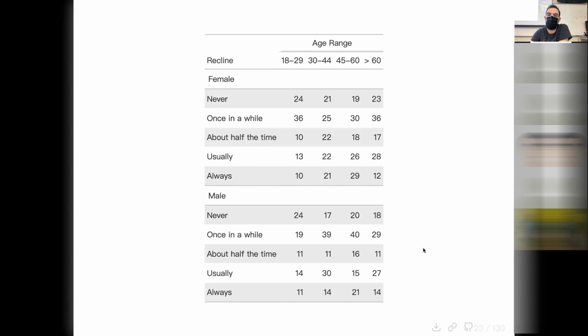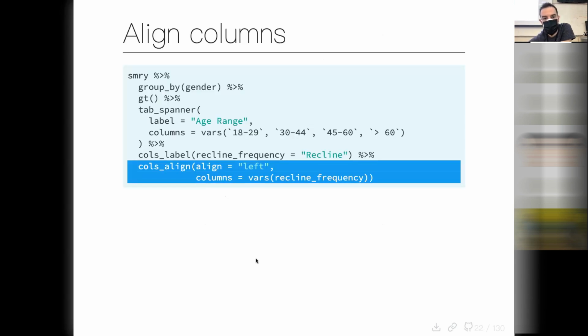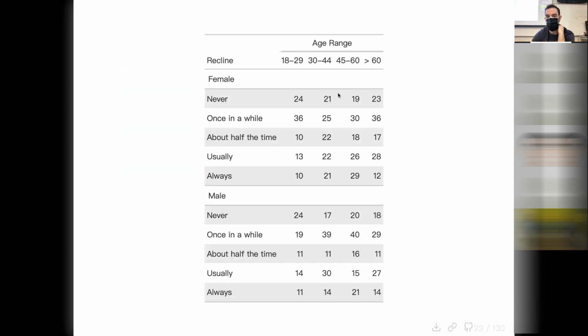Hi, Daniel. So if you want to change the values in recline, like never, once in a while, those to something else, do we add that on cols_label? No, because that is just for the column name. Okay. So I'm not sure what the function is that would do that off the top of my head. However, I do know that one thing you could do always is you could just recode those in your actual data before you create the table, and it would work fine. Oh, okay, yeah. I'm sure there's probably a way to do it in gt also. I just don't know how to do it off the top of my head.